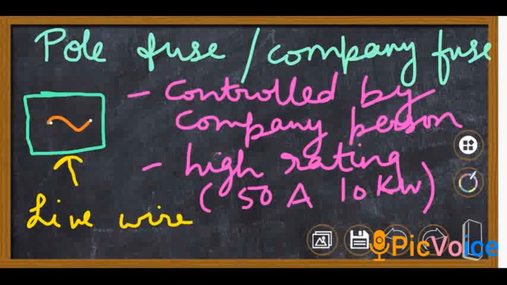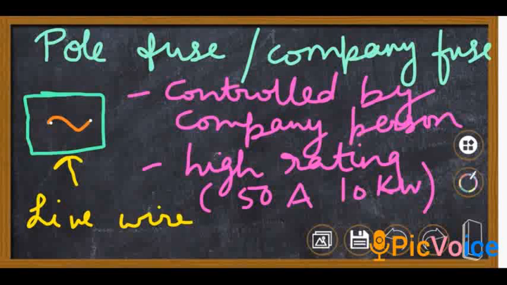Now this pole fuse is also known as the company fuse, and this is controlled by the company person. For example, over in our place, the electricity is given to us by MSEDL. Okay, so MSEDL employees only have the authority to come and open this fuse box or work with it. If you are going to touch it, a legal action can be taken against you.